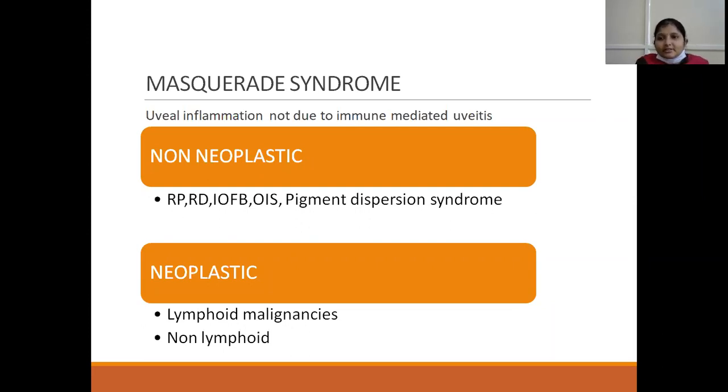So this completes the clinical classification. One is infective, non-infective, and masquerade syndrome. So we have discussed the various classifications of uveitis.